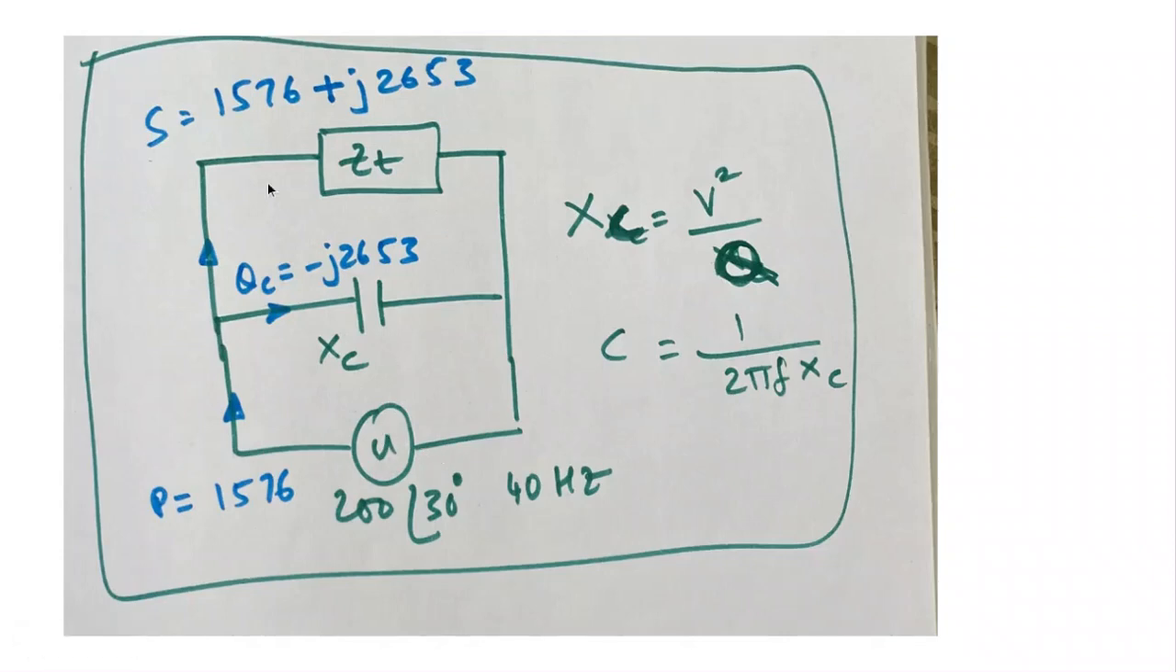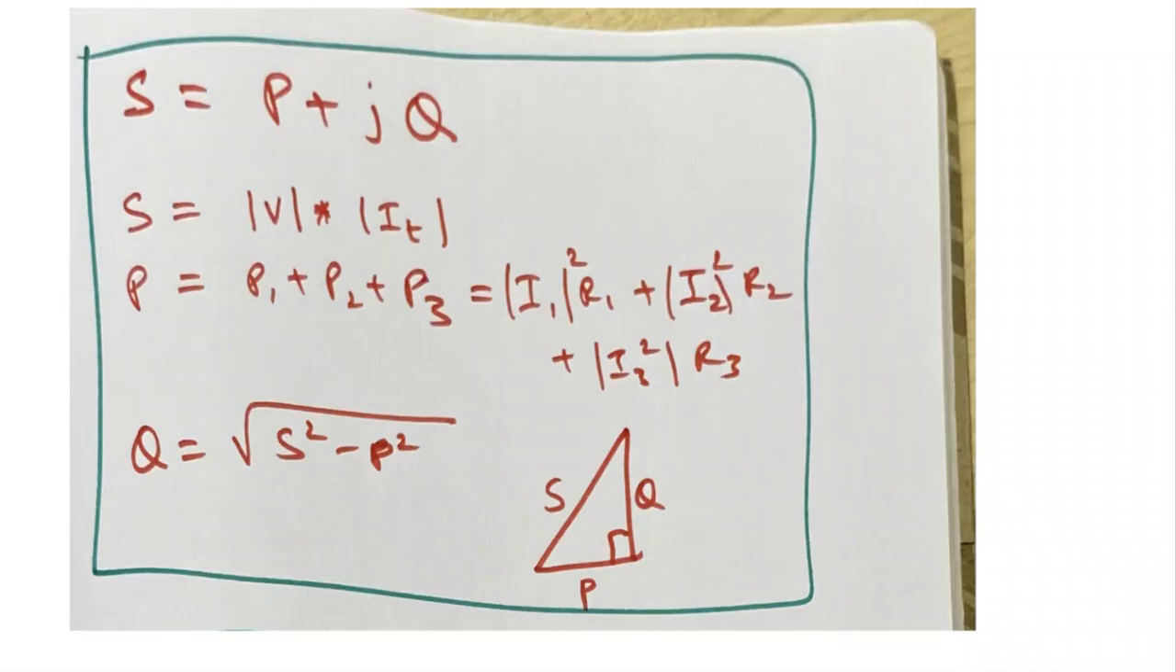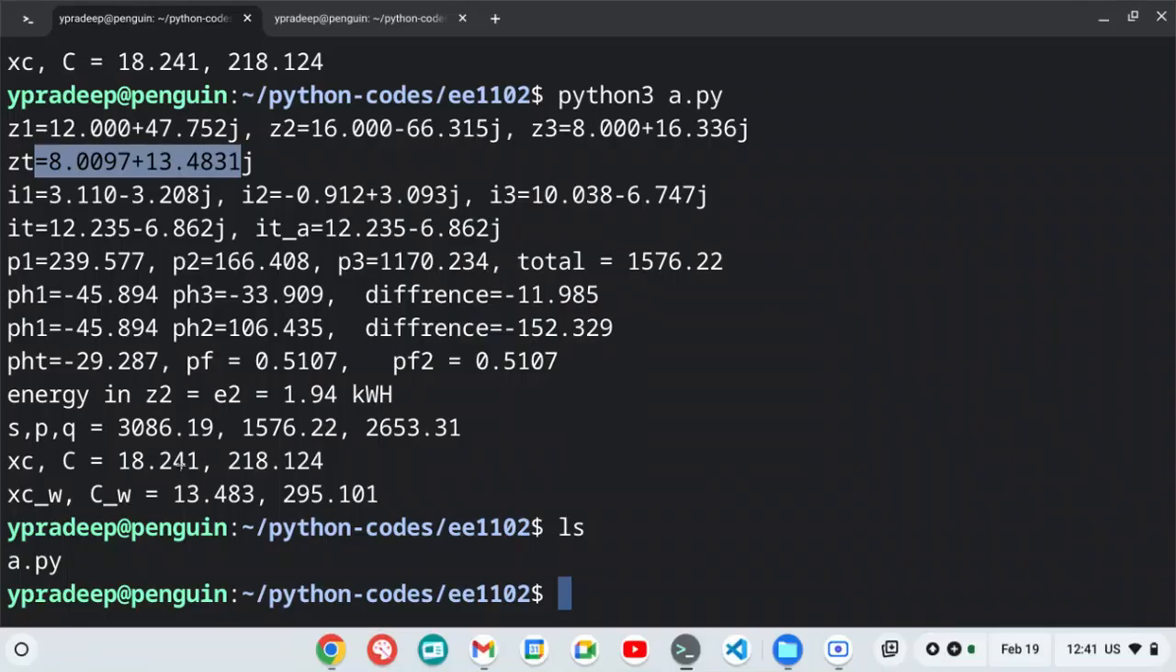So from this concept, now QC is known and V is known. From V and Q, I can find the XC, and from XC I can find the capacitance. So this is the process that we will be following to answer this question. What is the objective now? First, to find the Q. I have already written the code, so let me show you that code.